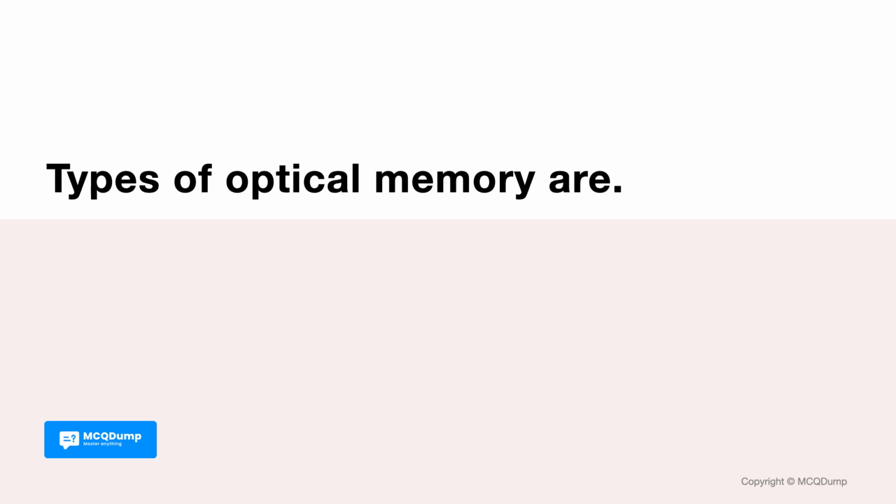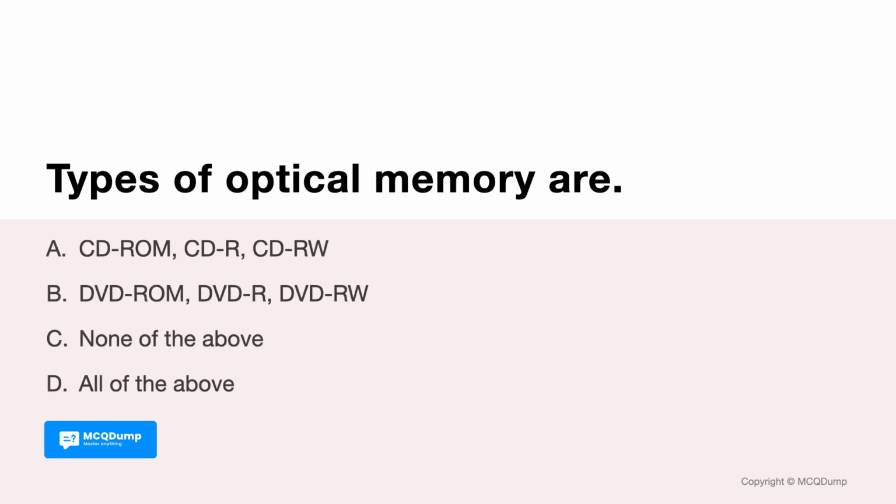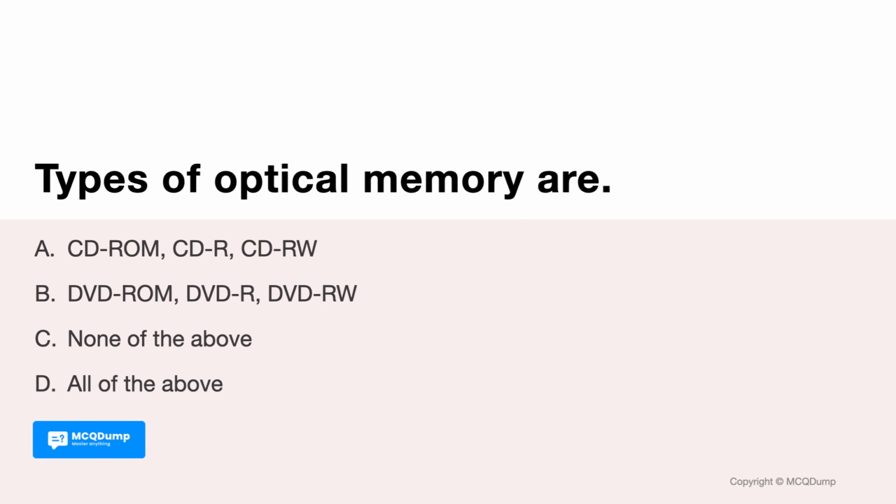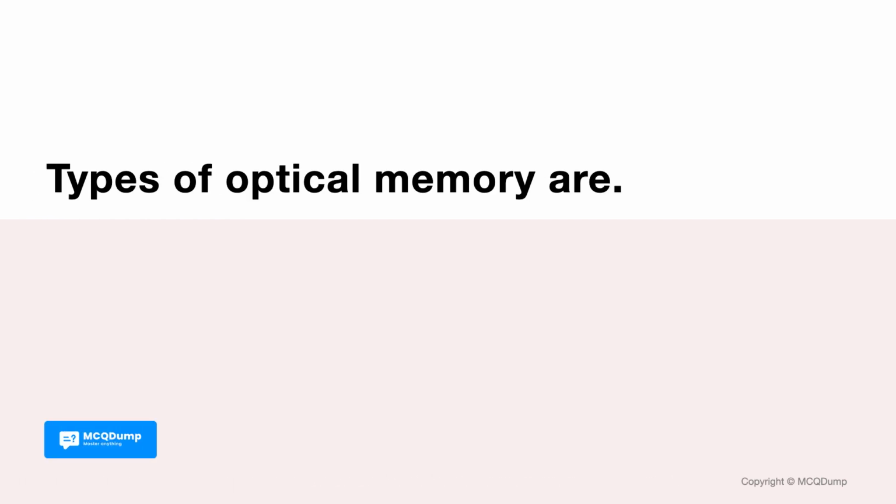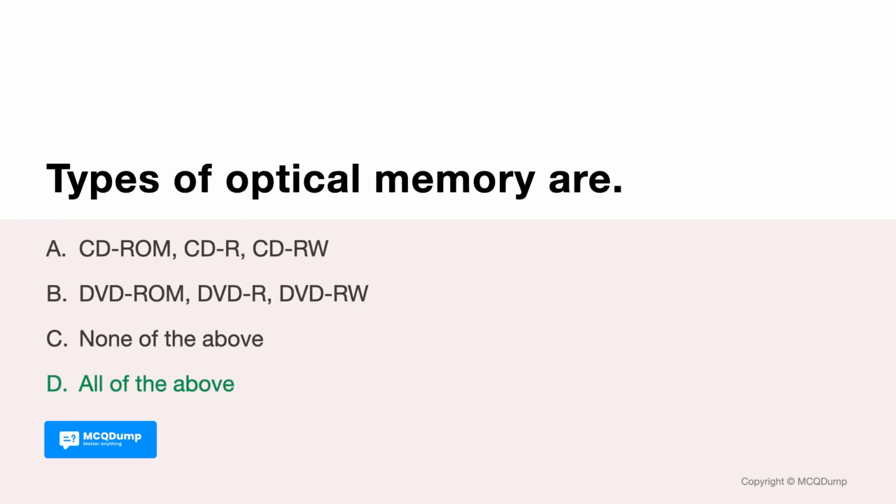Types of optical memory are. Options are A. CD-ROM, CDR, CDRW, B. DVD-ROM, DVD-R, DVD-RW, C. None of the above, and D. All of the above. Answer is D. All of the above.